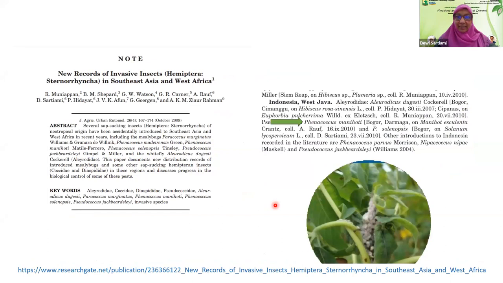And then another invasive species came to Indonesia in 2009. No, actually it was 2011, but in the paper, I don't know why it says 2009. Okay, the Phenacoccus came to Indonesia along with Phenacoccus solenopsis. And these two papers led to other papers on the Mealybugs of Indonesia.